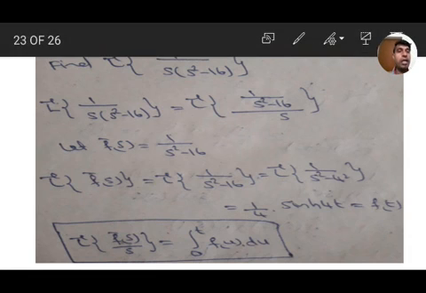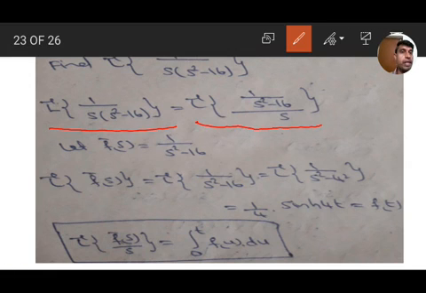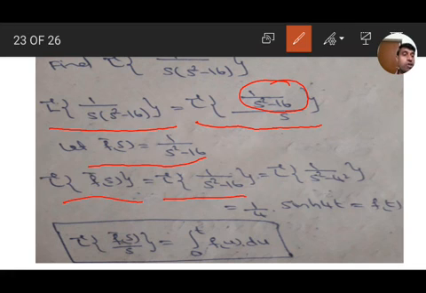So here, L inverse of 1 by s(s square minus 16) equals L inverse of [1 by (s square minus 16)] by s. So f bar s by s: take f bar s equal to 1 by (s square minus 16) and find its inverse Laplace transform. So L inverse of f bar s equals L inverse of 1 by (s square minus 16), that is 4 square.